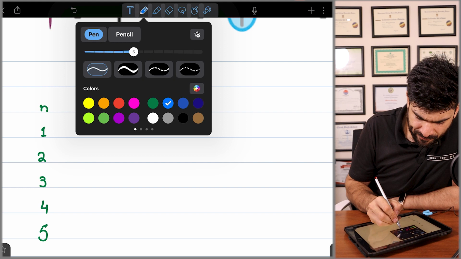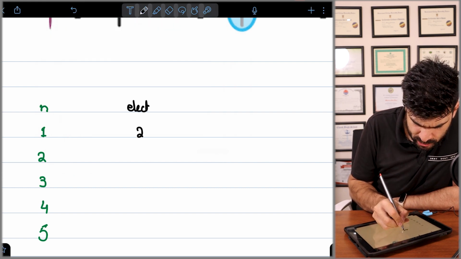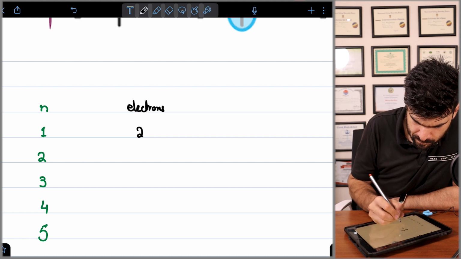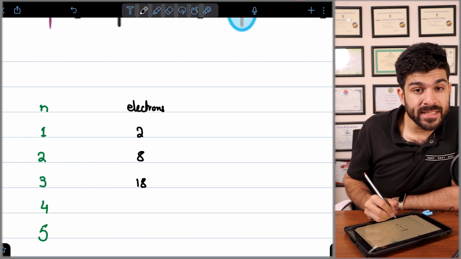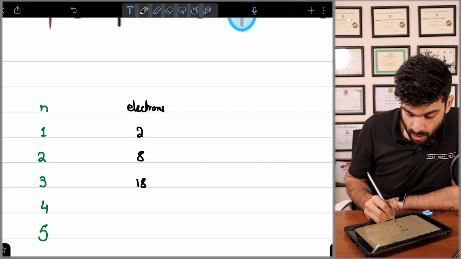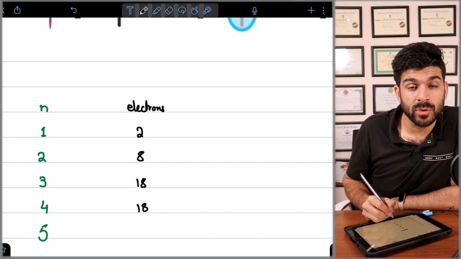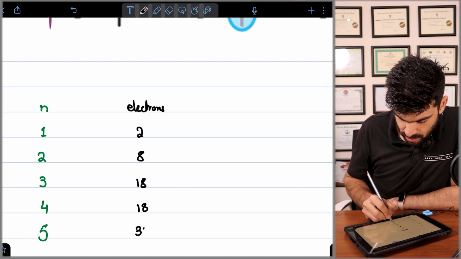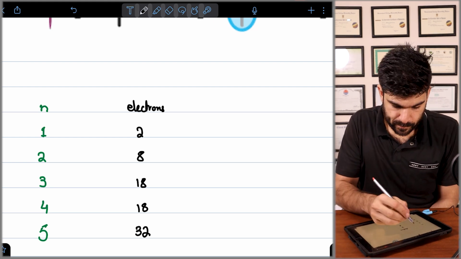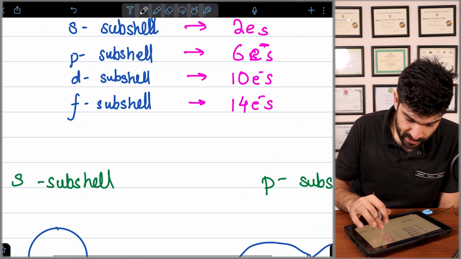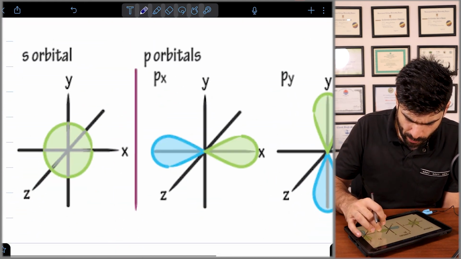The first one can have 2 electrons. Second one can have 8. Third, 18. Fourth, 18. And then we jump towards 32. We will study why. It is because of the subshells. So let's quickly talk about them.